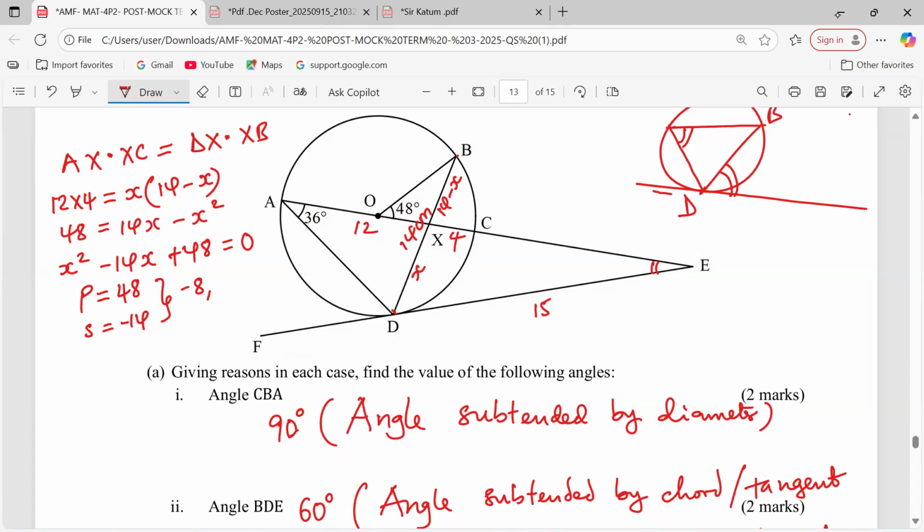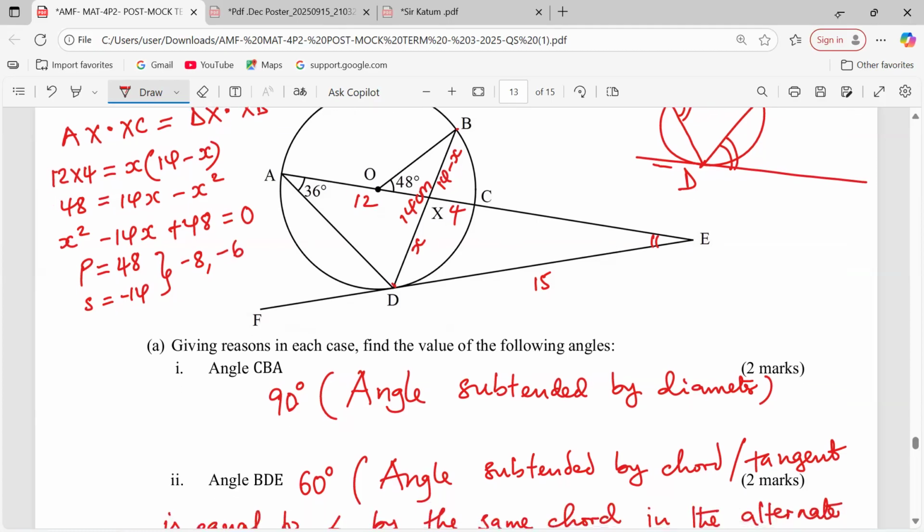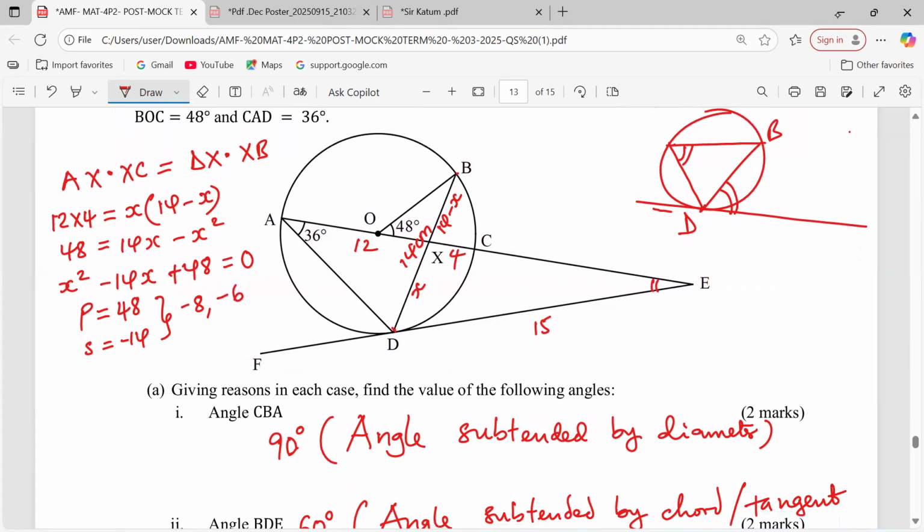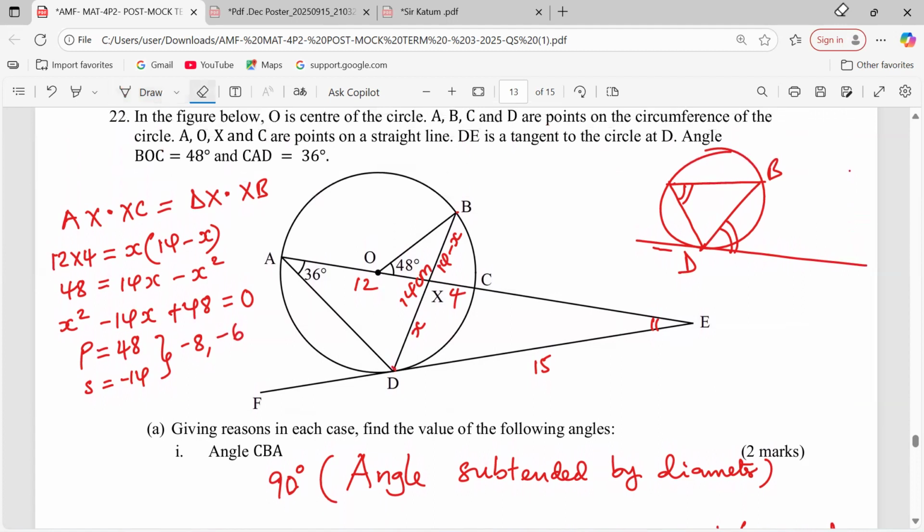Negative 8 and negative 6. Negative 14. Then negative 8 by negative 6 gives 48 positive. Yeah, I think we have what we need. We already have what we need. So with that, now we can continue solving this particular quadratic.